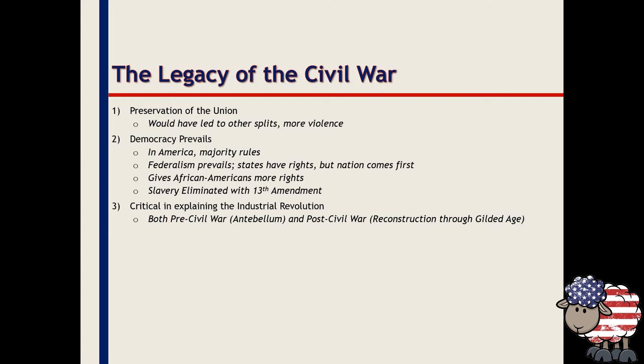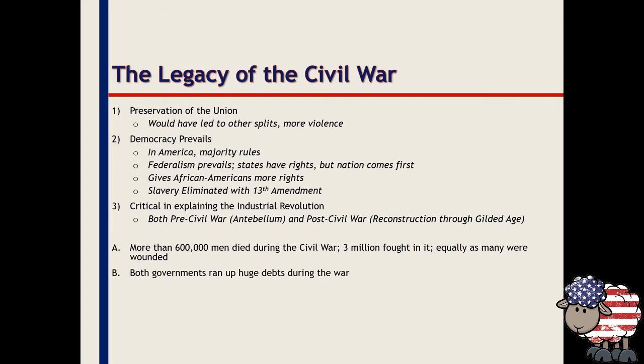Additionally, 600,000 men die during the Civil War. 3 million fight in it, and nearly as many were wounded. So the casualty rates are high. The human sacrifice is very significant. Both governments rack up huge debts during the war, and Sherman's March to the Sea causes $100 million worth of damage. It's going to help end the war, but yet it's going to create a very bitter divisiveness in the South, which could be almost foreshadowing trouble to come when the South rejoins the Union.